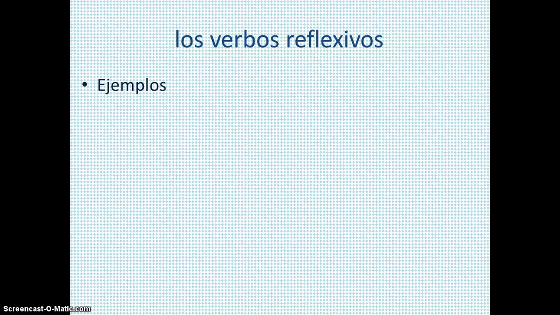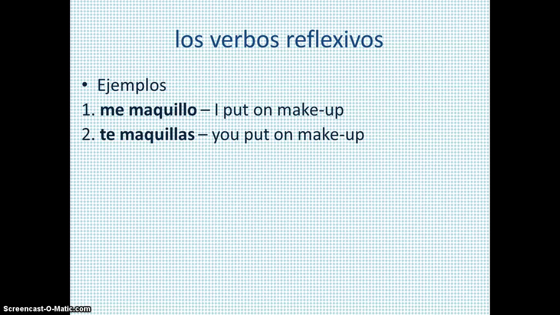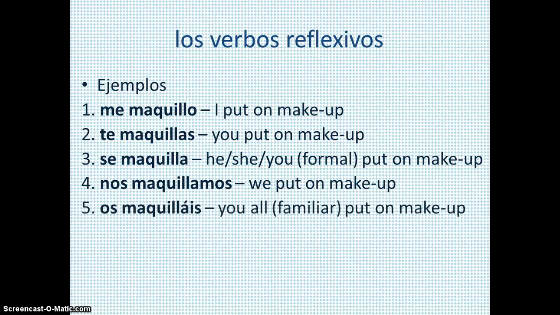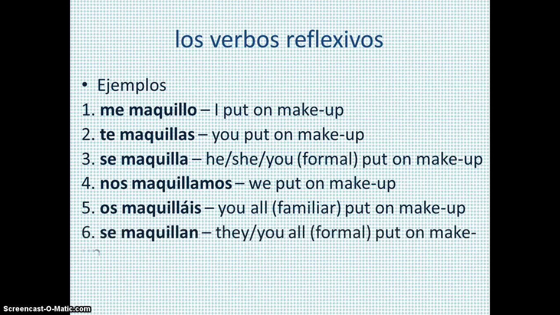All right, let's see how you did with these conjugations. Me maquillo, I put on makeup. Te maquillas, you put on makeup. Se maquilla, he, she, or you formal puts on makeup. Nos maquillamos, we put on makeup. Os maquilláis, you all familiar, or you all in Spain, put on makeup. And se maquillan, they, or you all formal put on makeup.